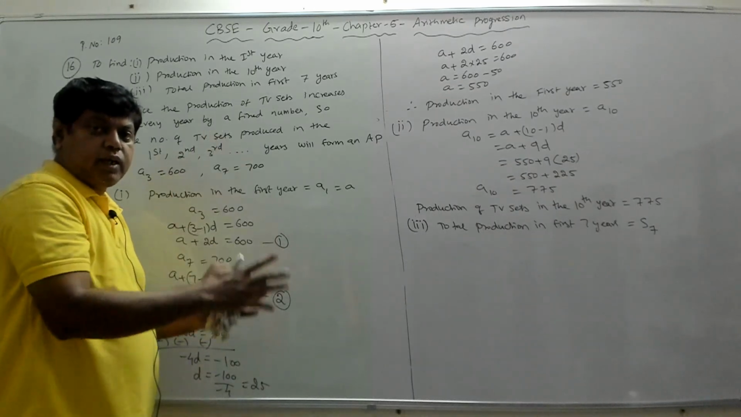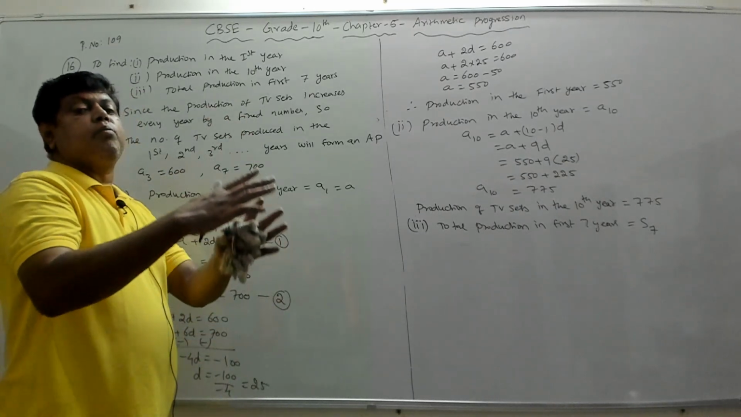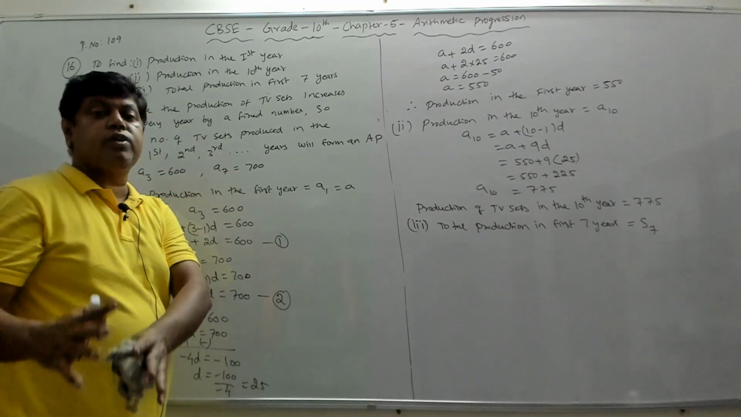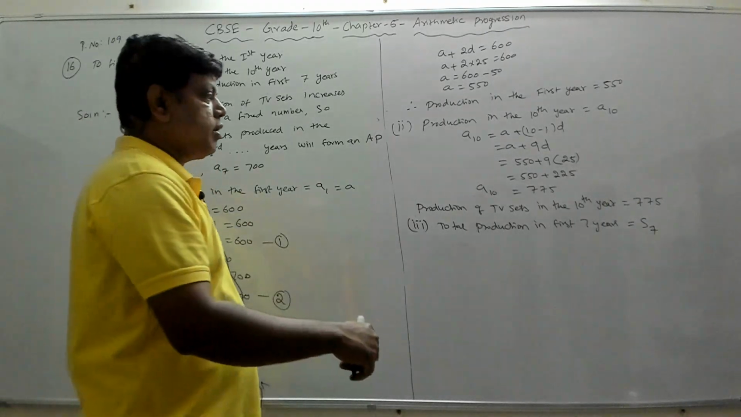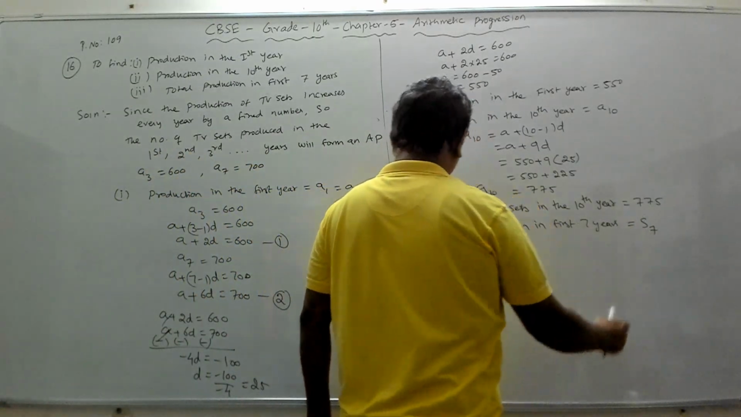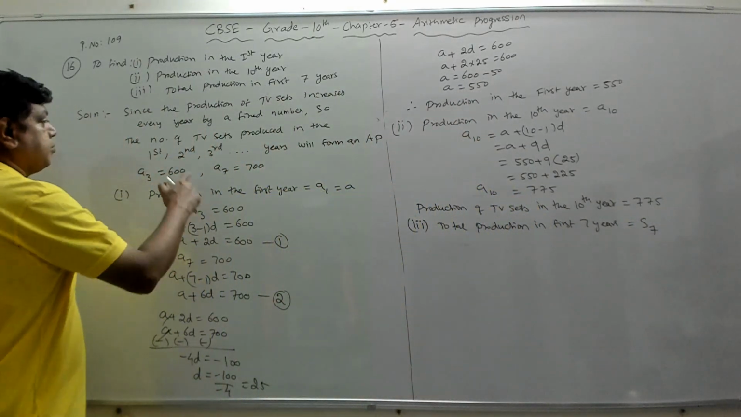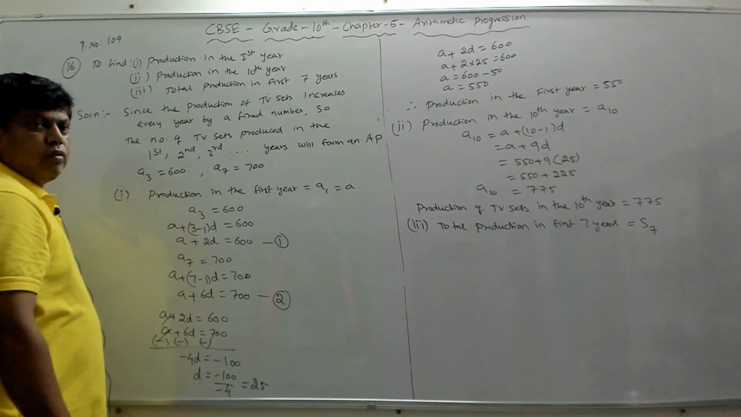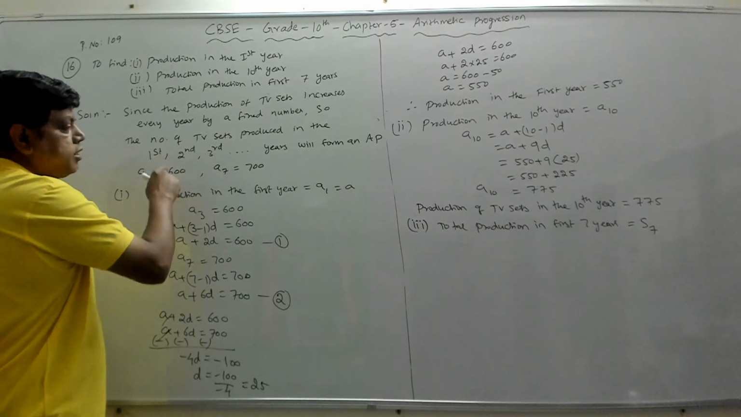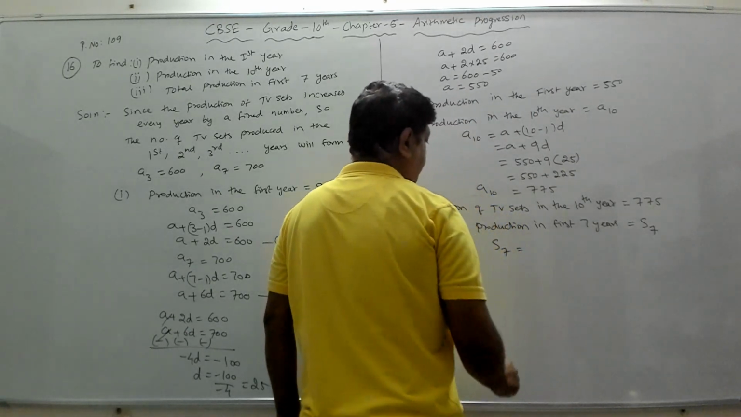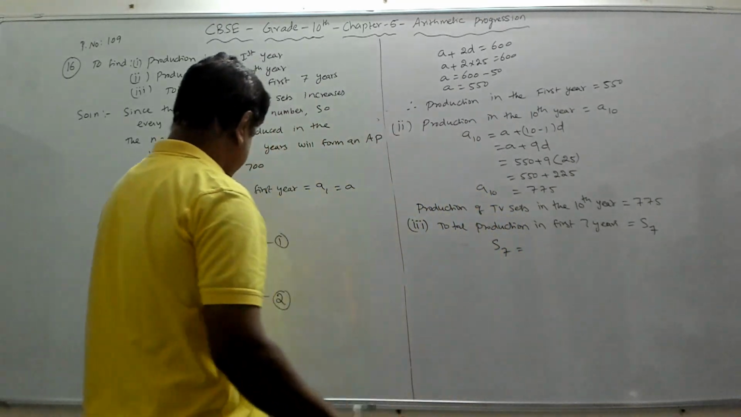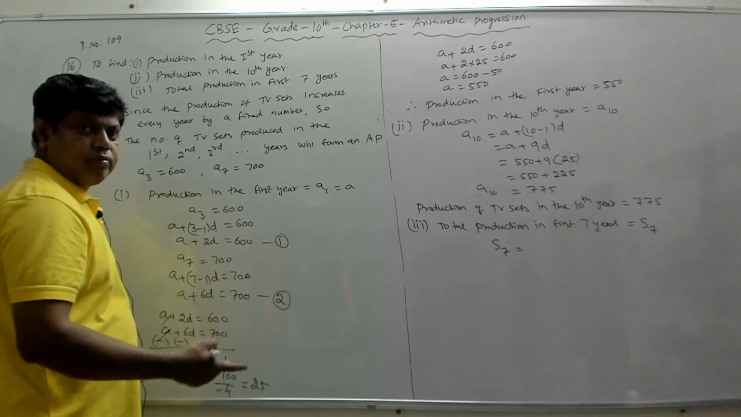But total production in the first 7 years means you have to take the production of the first year plus the second year plus the third year plus the fourth year plus the fifth year plus the sixth year plus the seventh year. That total we have to find, which means the sum of the first 7 terms of this AP, where each term denotes the number of TV sets produced in each year. So S7 we have to find. And what is the S7 formula? Now we know A and D. We don't know the last term.